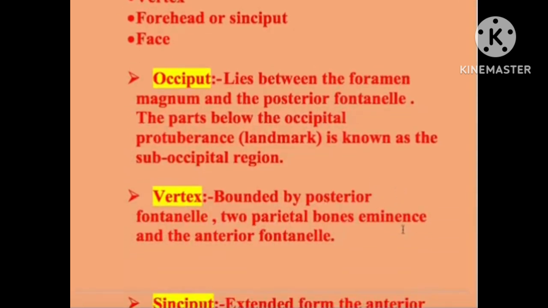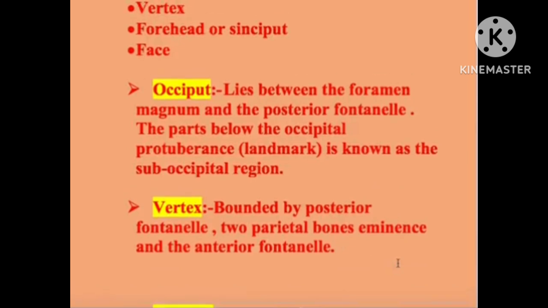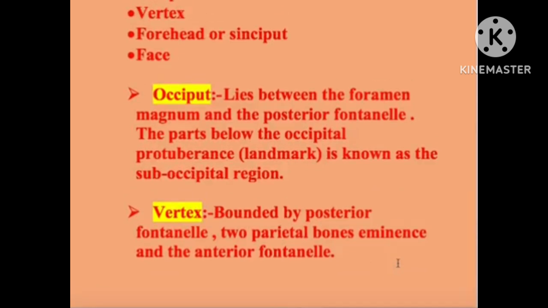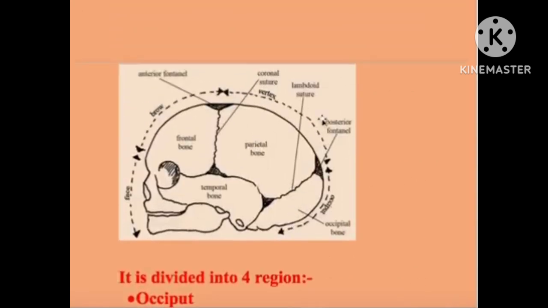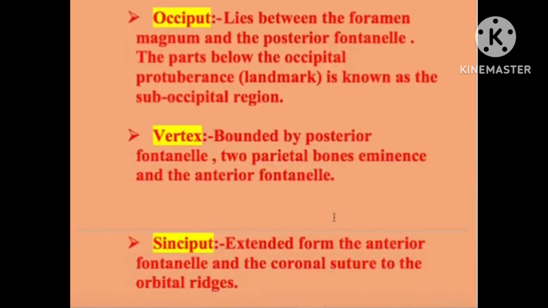Second region of the fetal skull, vertex. Vertex is bounded by the posterior fontanelle, the two parietal bone eminences and the anterior fontanelle.